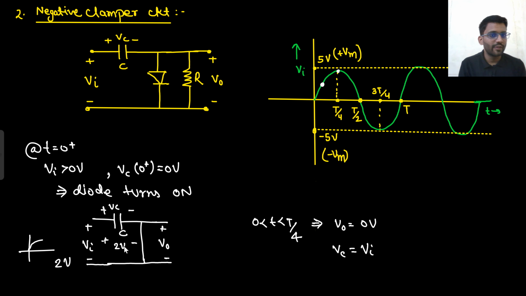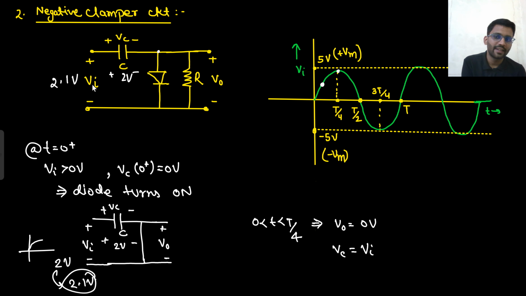At the next moment, what will happen? My input voltage will go to 2.1 volt. So this is 2.1 volt and this is charged to 2 volt. What will be the voltage here? 2.1 minus 2, it will be 0.1.